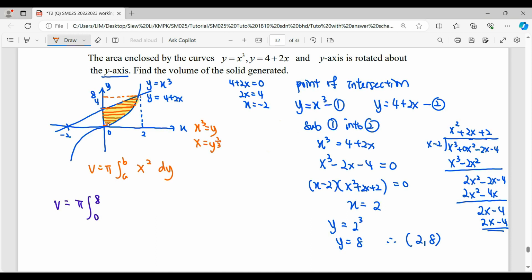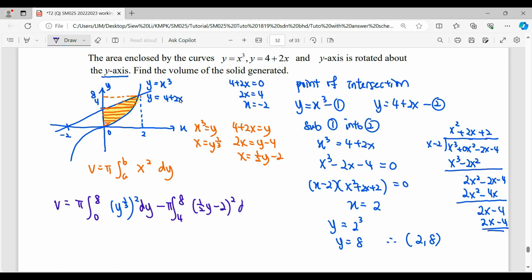Meanwhile, for the linear part, 4 plus 2x equals y, so 2x equals y minus 4, x equals 1 over 2 times y minus 2. Therefore, our first piece here will be the cubic, y to the power of 1 over 3 squared dy, minus the empty space here. The empty space is not in our region, so it will be from 4 until 8. This empty region is under the linear curve, (1 over 2 y minus 2) squared dy.